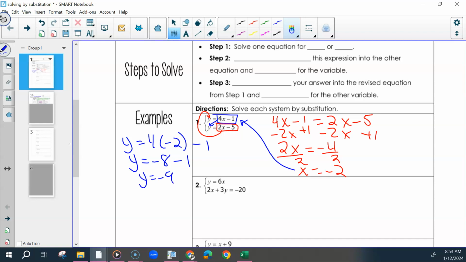And then you would write those two numbers as an ordered pair, negative 2, negative 9. And that would be your answer.